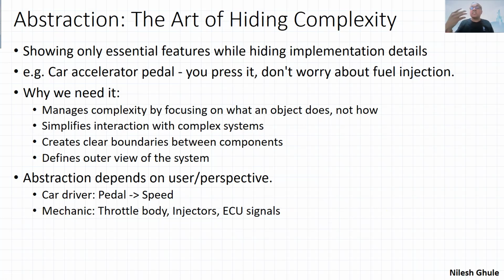It simplifies the interaction with such complicated systems, and most importantly, it defines the outer layer or outer view of the system. You can see the system as a black box and you only understand how to interact with that particular system. Another very important point to understand: abstraction always depends on the perspective of the user. When the user or the perspective changes, you can see the same system in a different manner.